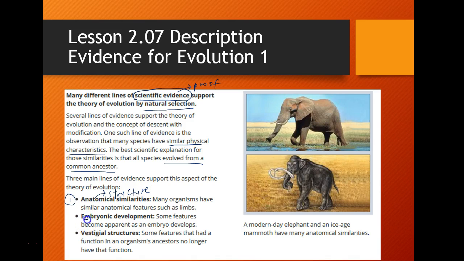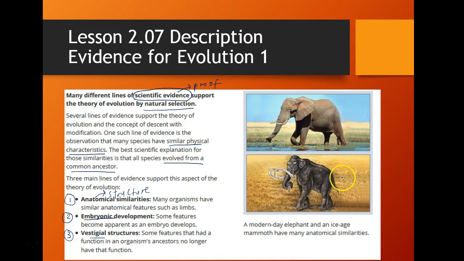Embryonic development, which would be similarities in the embryos, which are basically how they develop in the womb. And then we have vestigial structures, which are basically structures that are no longer useful in an organism but could point to the fact that the structure was useful to the organism's ancestors a long time ago. So we're going to be looking at all three of those.